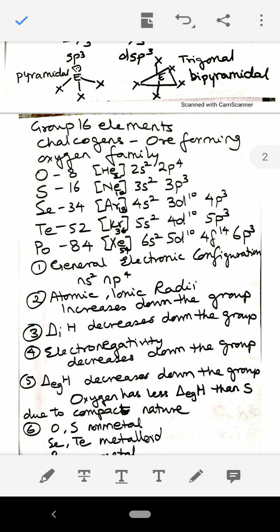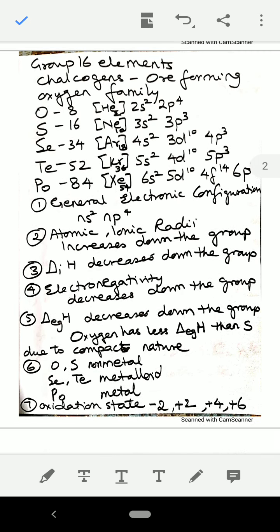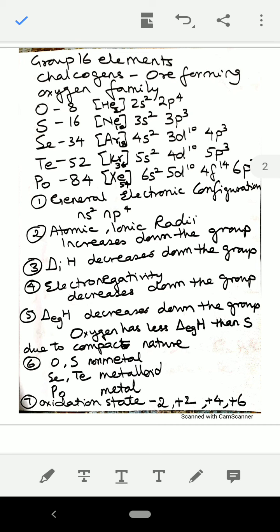Next slide talks of group 16 elements. They are also called chalcogens. They are ore forming compounds. The oxygen family consists of oxygen, sulfur, selenium, tellurium and polonium. Their general electronic configuration is ns2np4.